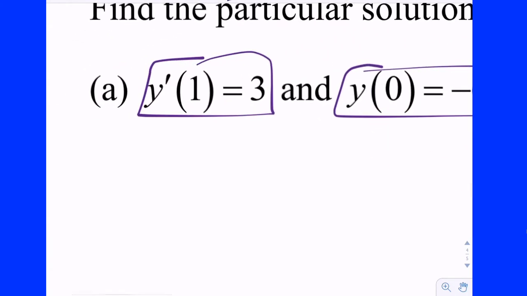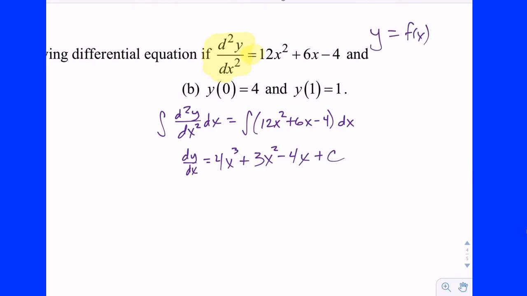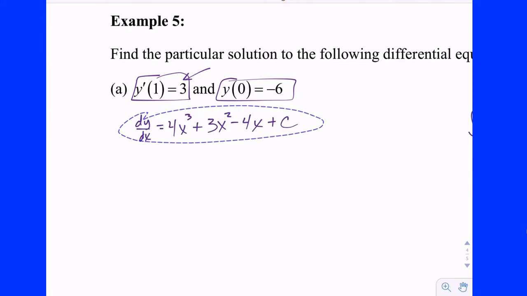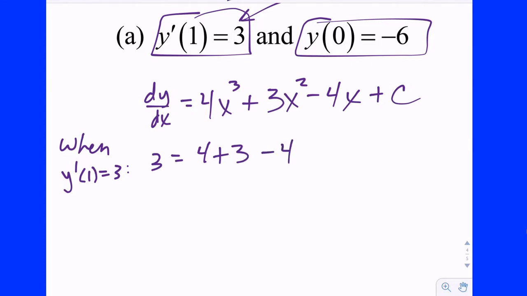I think I should find c because on part A I have an ordered pair that satisfies the first derivative. So let's just copy this and paste it over here. So we'll say, y prime of 1 equals 3, we get the derivative is 3 when x is 1. So we'll plug in a 1 and we get 3 equals 4 plus 3 minus 4 plus c. And if we carefully solve for c, the 3's cancel, the 4's cancel, we get c equals 0.